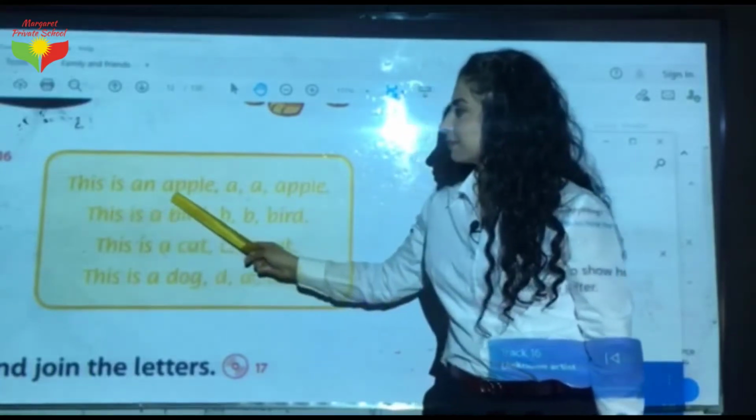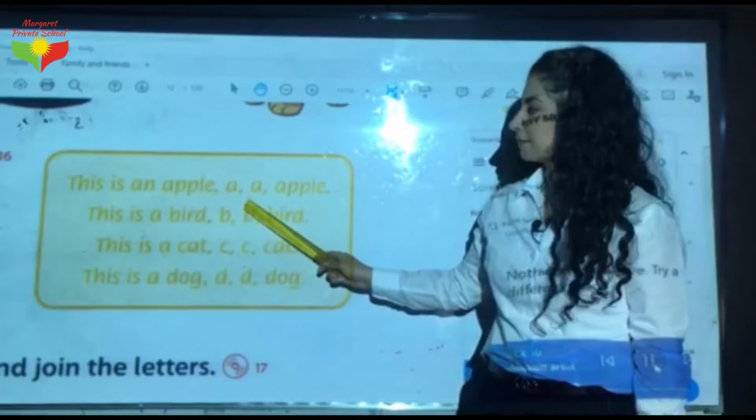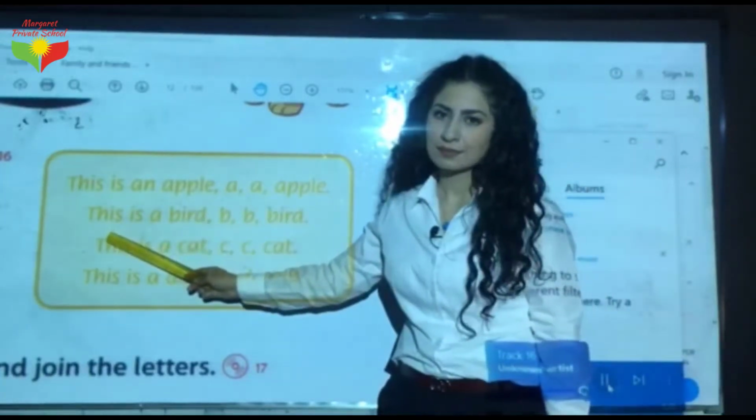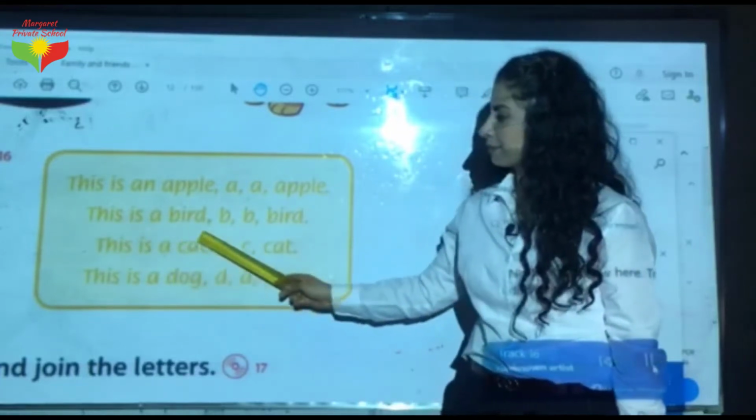This is an apple. Apple. This is a bird.